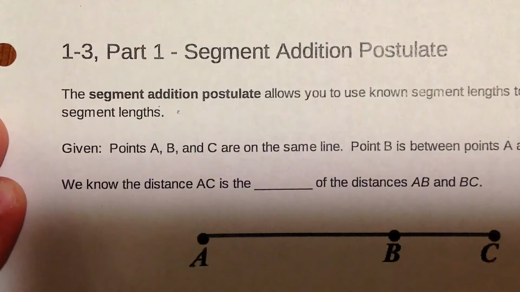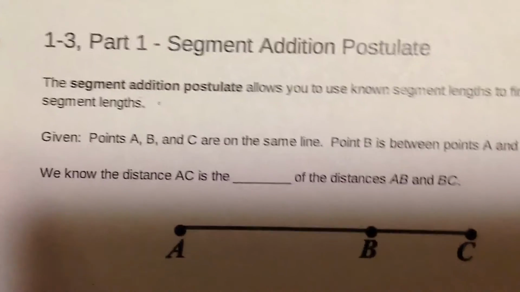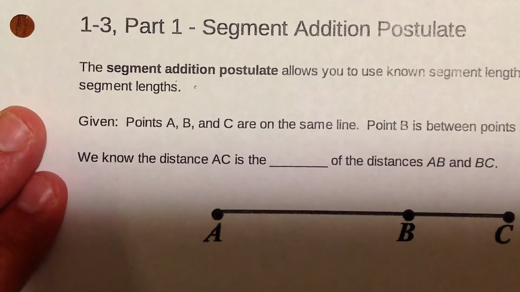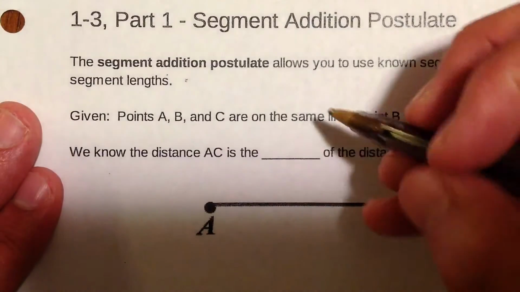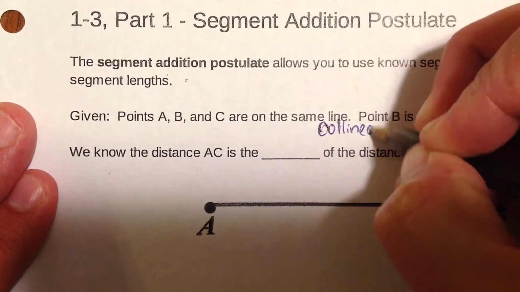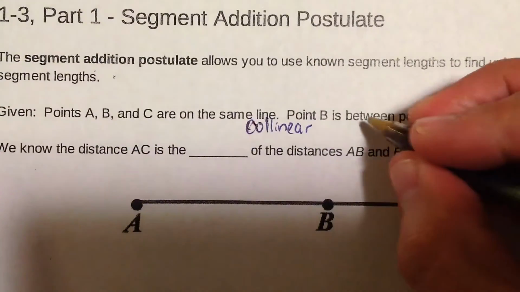Alright, so this video will be part one of the segment addition postulate, which allows you to use known segment lengths to find unknown segment lengths. So what it says is that points A, B, and C are on the same line, which means that they are collinear. And point B is between point A and C.